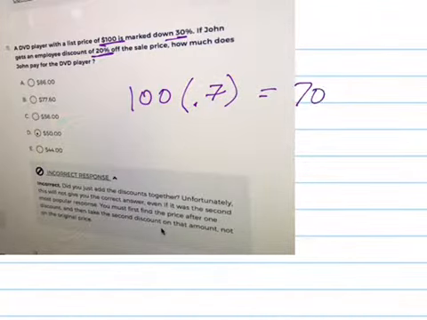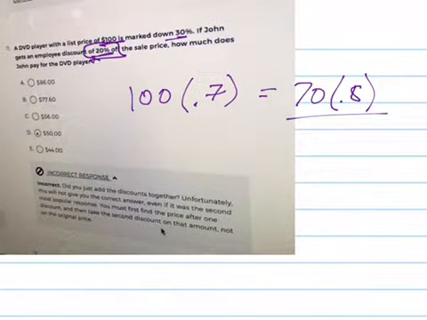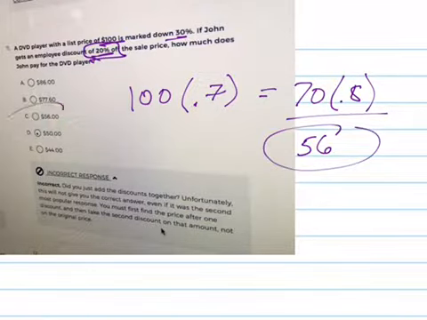So that's $70. Now it's marked another 20% down. If you're not paying for 20% of it, you are paying for 80% of it. What's 70 times 0.8? 7 times 8 is 56. Done. 56. See how much easier that was than multiplying it by 30% and then subtracting that from the price? Instead of doing that, do the reverse.